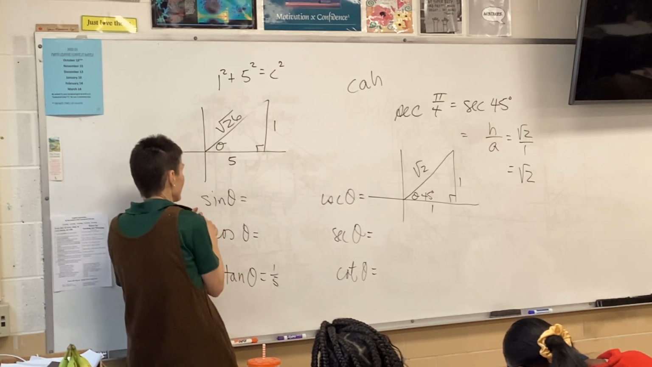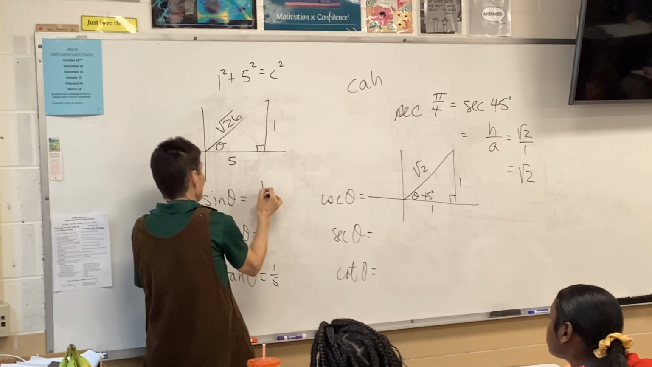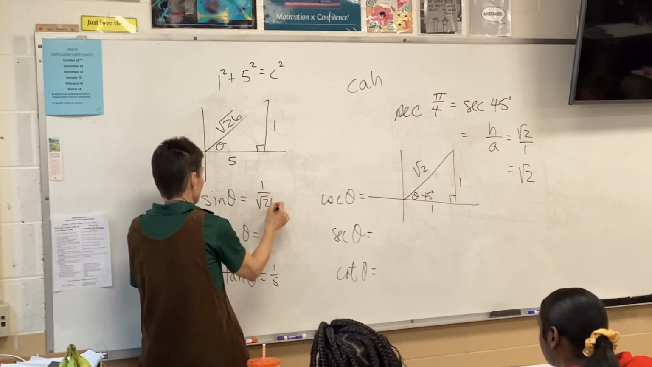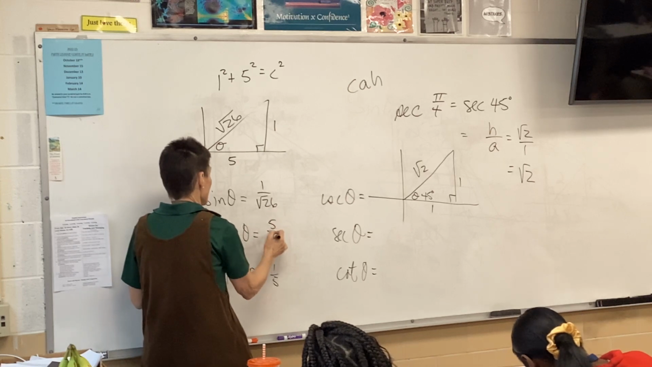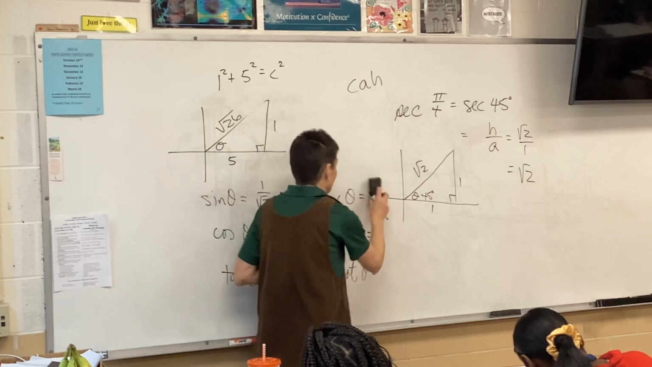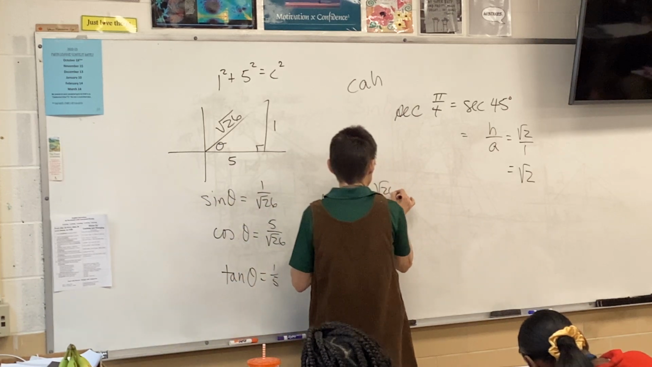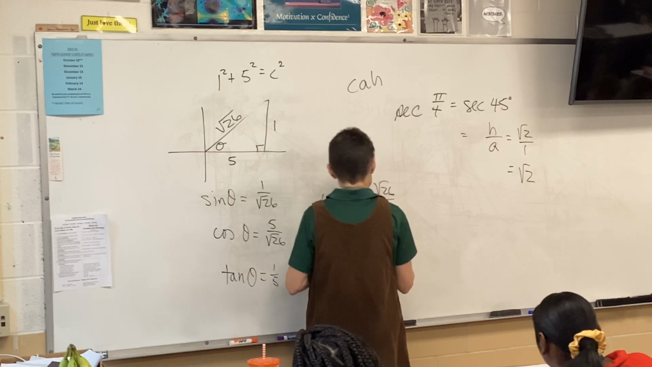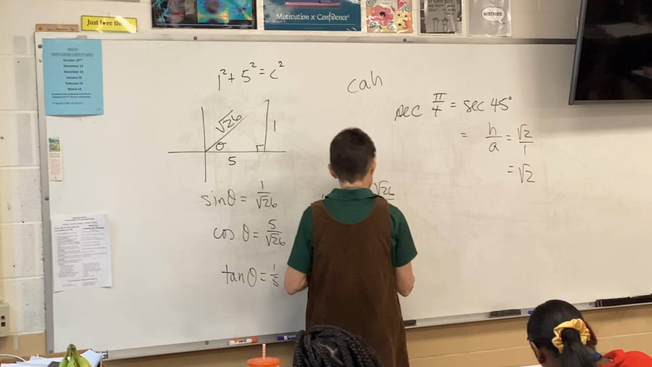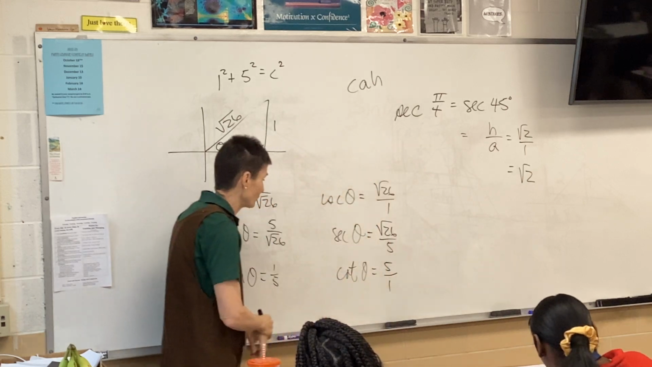Here we go. Sine is opposite over hypotenuse. Cosine is adjacent over hypotenuse. These are the reciprocals. Cosecant is sine, secant is cosine, and cotangent is tangent, reciprocal.